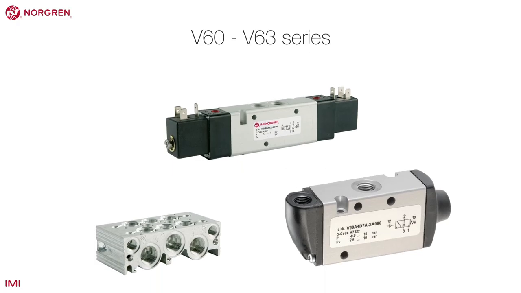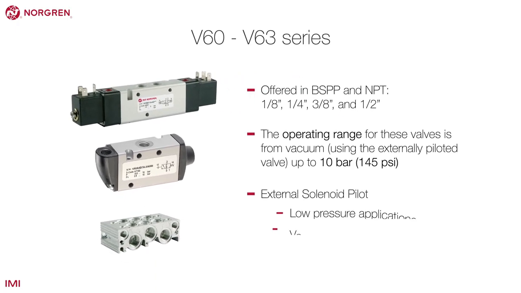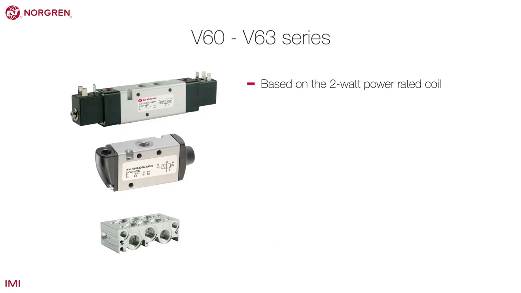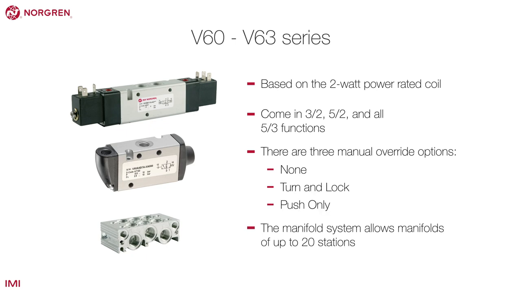The V60 to V63 valves are Norgren's complete family of core inline pilot-operated and solenoid pilot valves. These valves are based on the 2-watt power-rated coil and come in 3-2, 5-2, and all 5-3 functions. There are 3 manual override options: none, turn and lock, push only. The manifold system allows manifolds of up to 20 stations. They have options for using an external solenoid pilot.